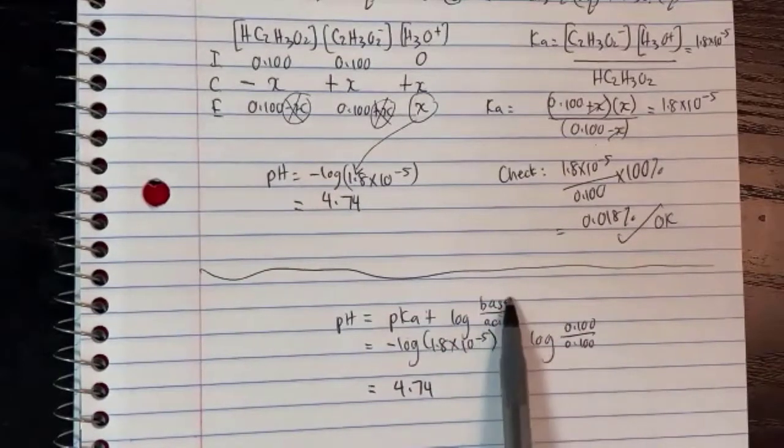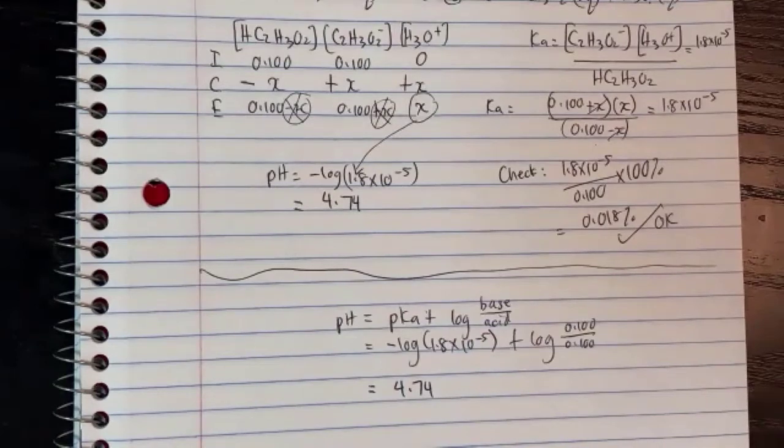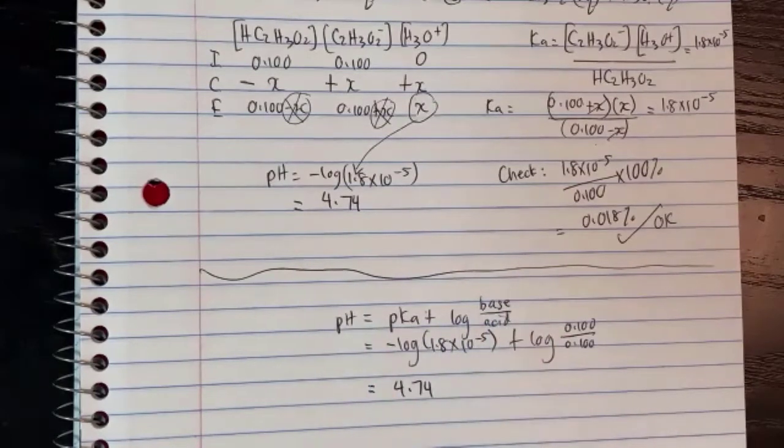So always use this equation. This equation, you probably want to memorize it. I don't think it's on the periodic table, but it's a really small equation. So just remember pH equals pKa plus log base over acid, okay?